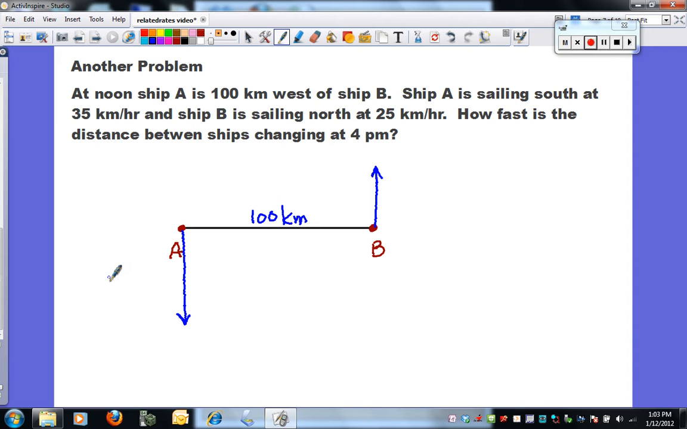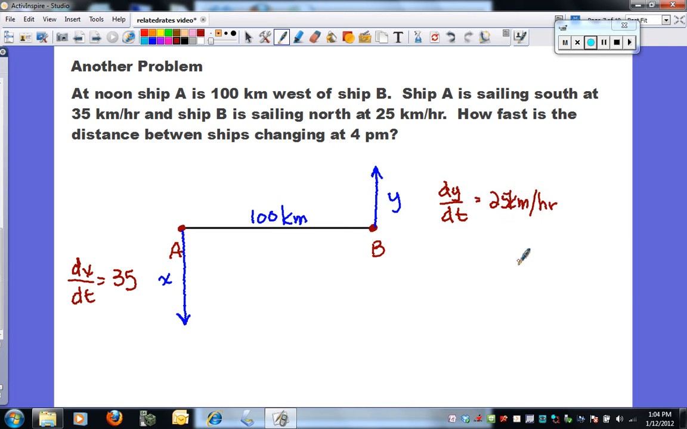And we know that this, we'll call this x distance, and we'll call this y distance. So that means our rate then is dx/dt. So our dx/dt here is going to be 35 kilometers per hour. And our dy/dt, the speed that Ship B is going, is going to be 25 kilometers per hour.